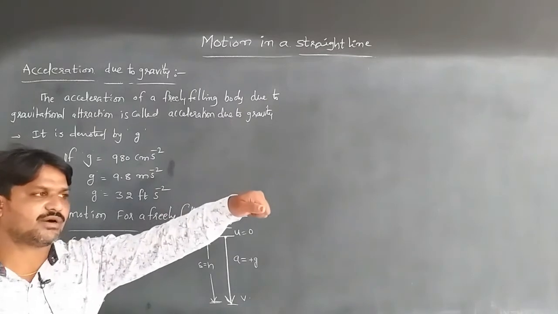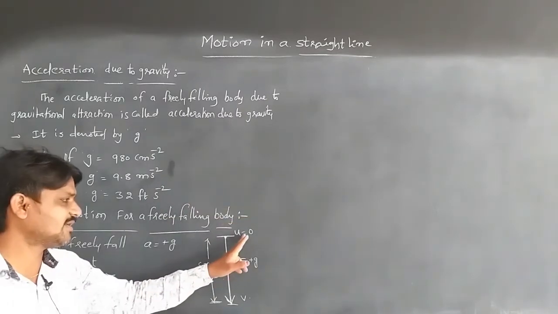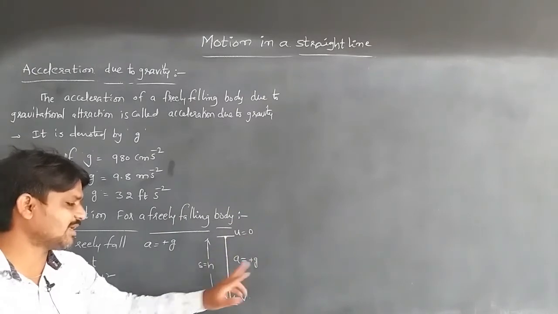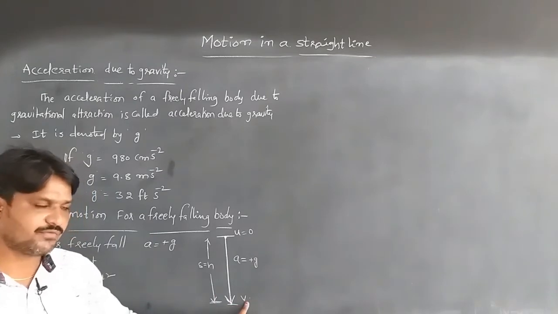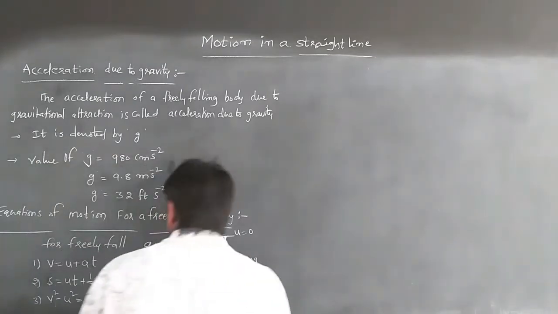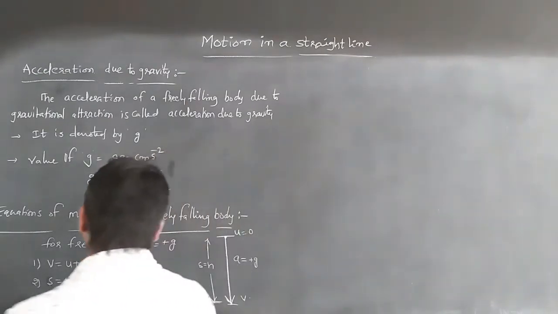Whenever a body is freely falling, whenever it is released, then the initial velocity u is equal to 0, a is equal to plus g, and s is equal to h, and its final velocity will be v. So from that, the kinematical equations of motion change.